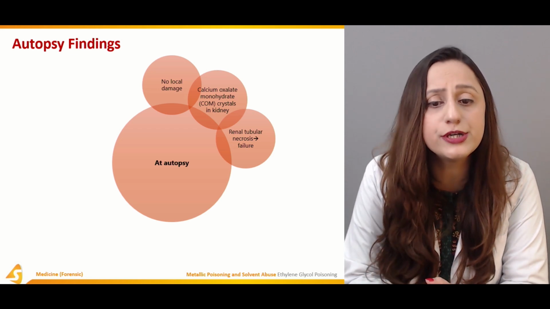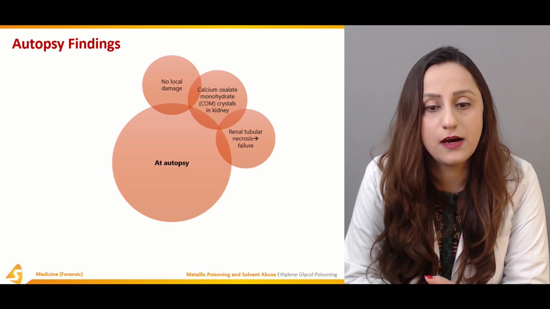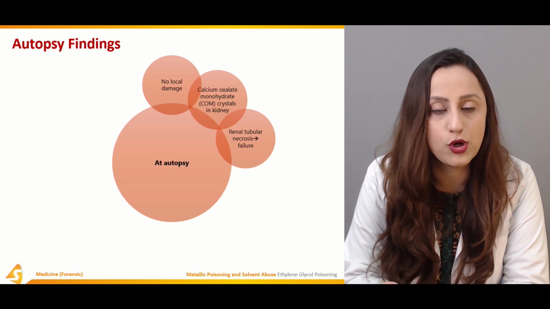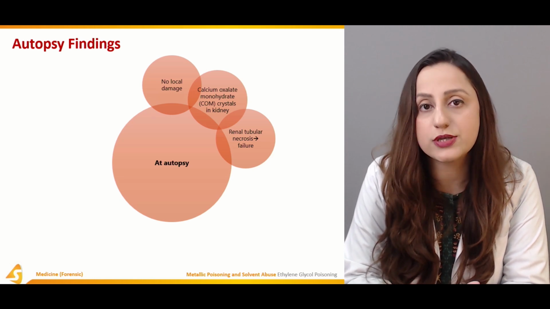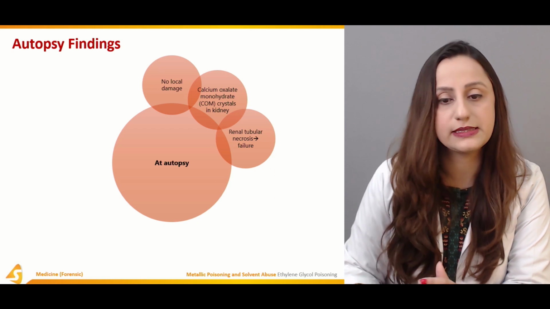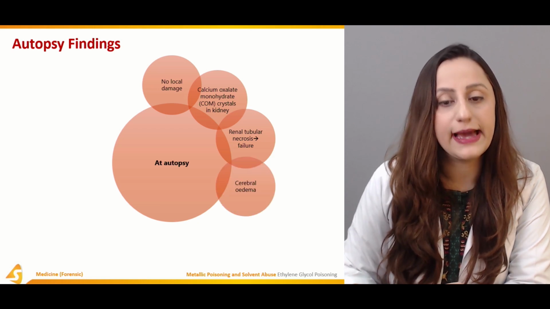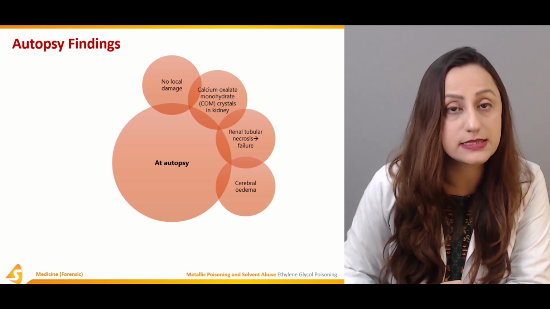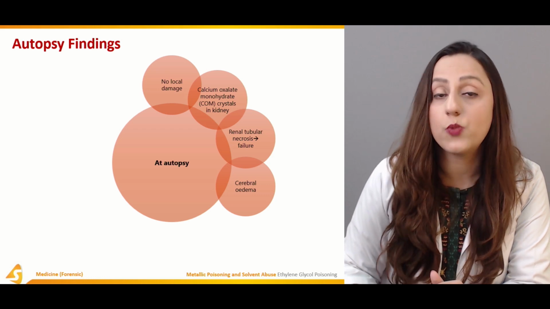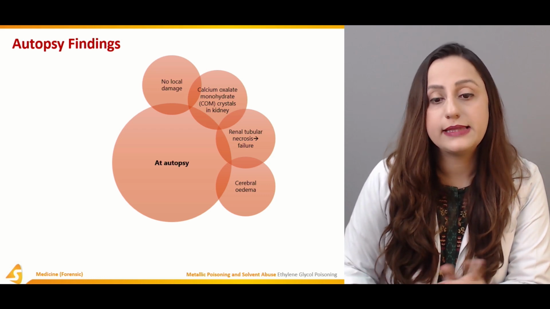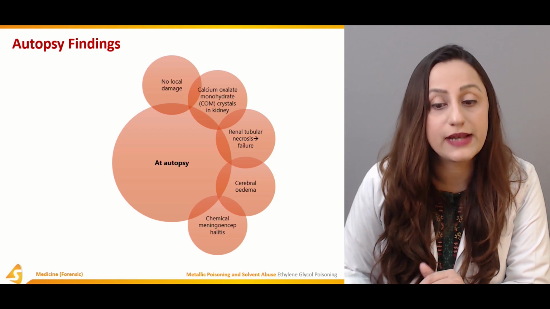Renal tubular necrosis and failure, because the kidneys are the main metabolic organs, so tubular necrosis is observed in these cases of glycol poisoning. Cerebral edema is again the mainstay over here, and it is one of the complications observed in these cases of glycol poisoning.